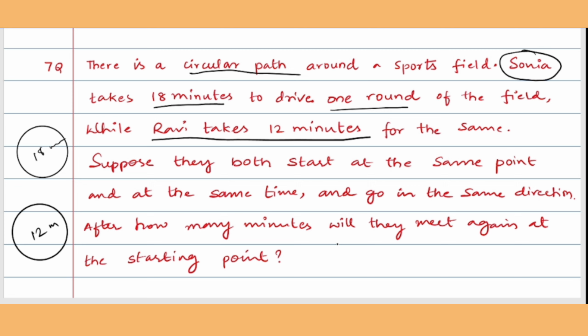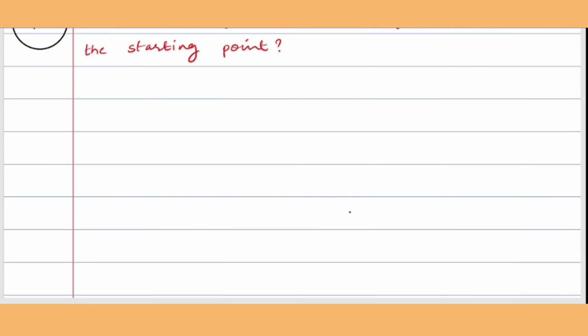Suppose they both start at the same point and at the same time, and go in the same direction. After how many minutes, we have to find the minutes, will they meet again at the starting point? It means that Sonia and Ravi.